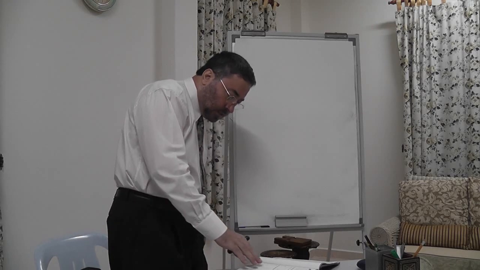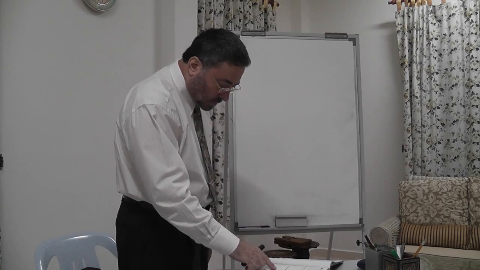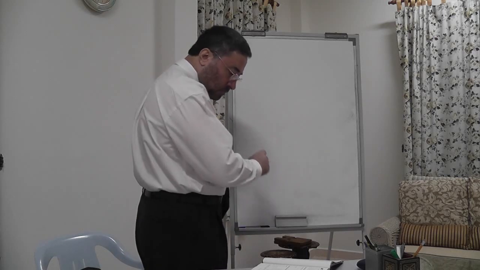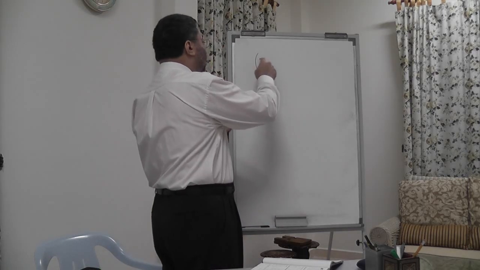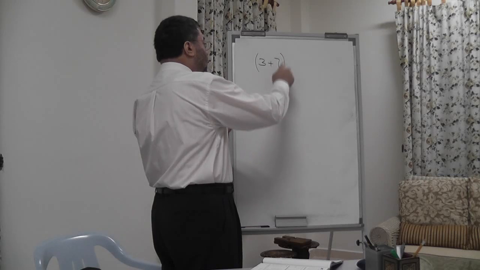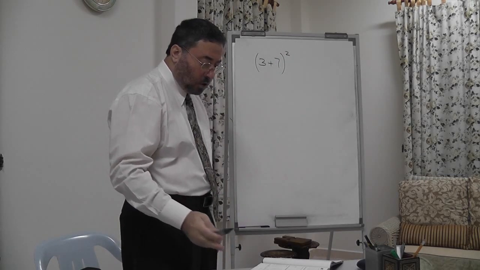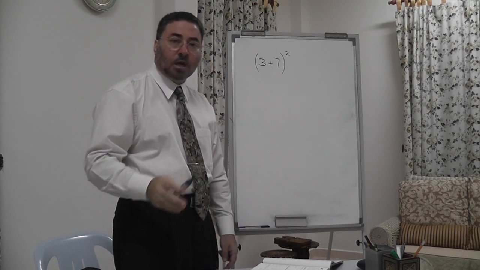On page 11, we start with the written exercises. Number 10: 3 plus 7 squared. Here we are also dealing with the order of operations as in the previous chapter.